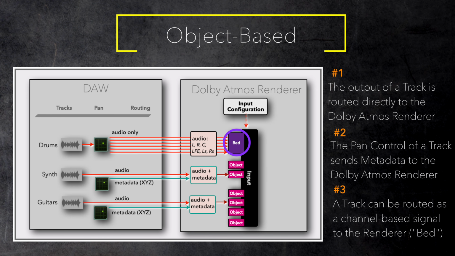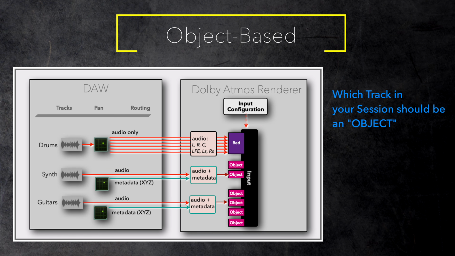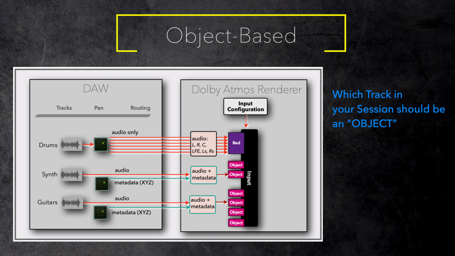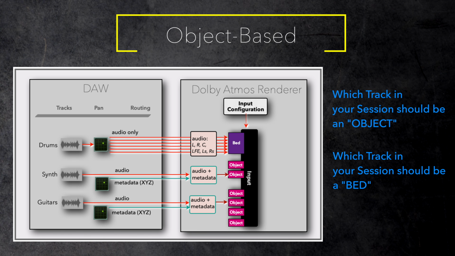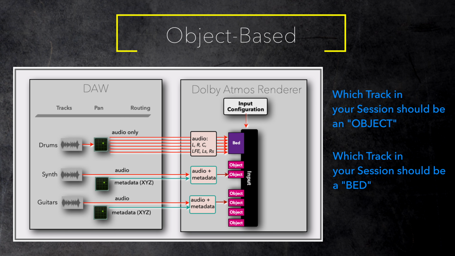So, which tracks on your DAW do you configure as objects that keep the audio signal and pan information separate when sending to the renderer? And which tracks do you configure as beds to use the conventional channel-based routing when sending to the renderer?